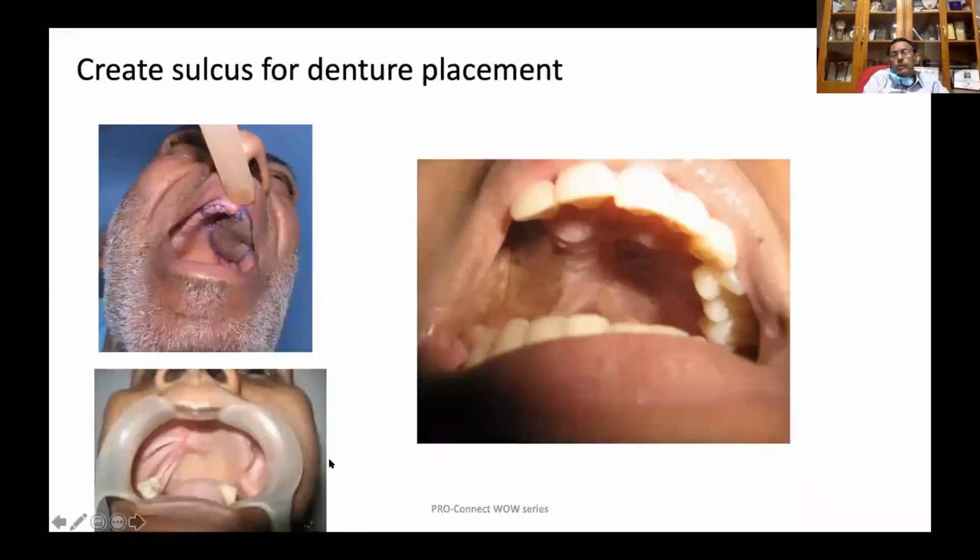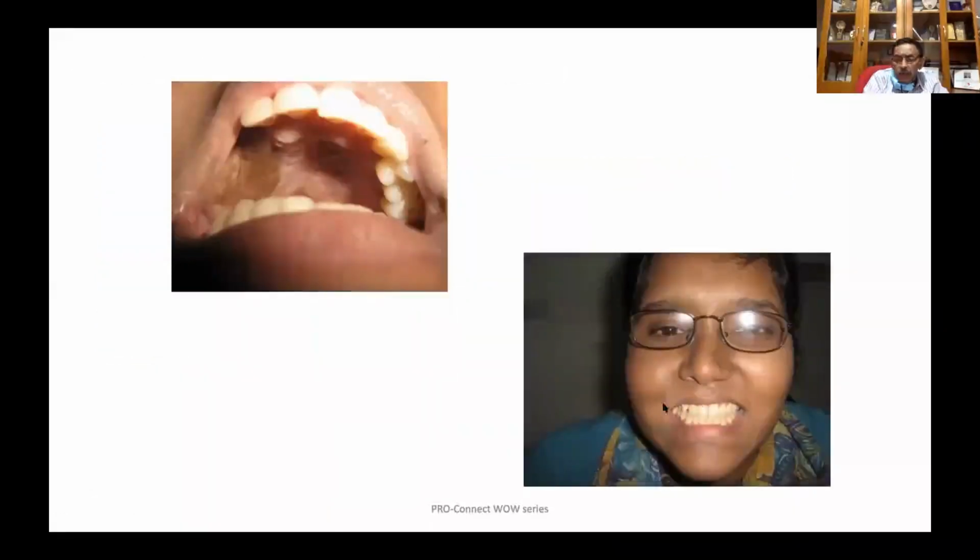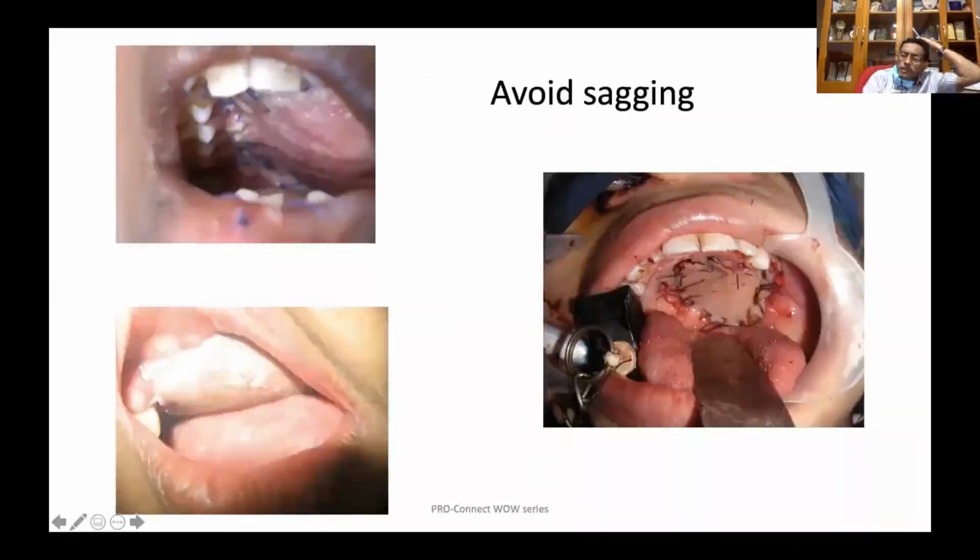Now, how do you help in your reconstruction? Look at here. You have to create a sulcus for the dental rehabilitation. In this, there is no sulcus. In this, you have used a muscle. There is no sulcus there. It is impossible to place a denture there. Whereas you look at here, same thing with a soft tissue flap. You put it in so that there is a sulcus there where you can put a simple denture. And this is the girl who had a denture. There is no implant. It's just a simple denture giving her adequate dental rehabilitation.